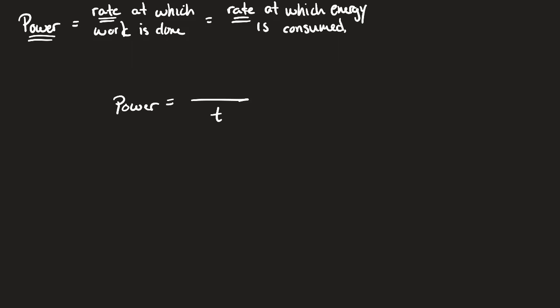On the top has to be something with energy. So there's any number of things that could be on the top. Work being the most obvious. Power is work over time. But it could also be change in kinetic energy over time. Or energy over time. Or change in potential energy. Any one of these can be considered power, since any one of them is the rate at which energy changed.